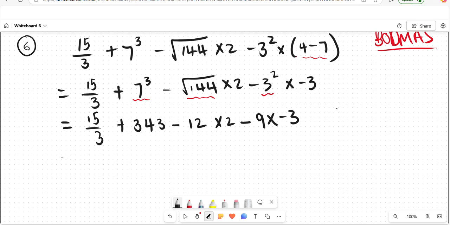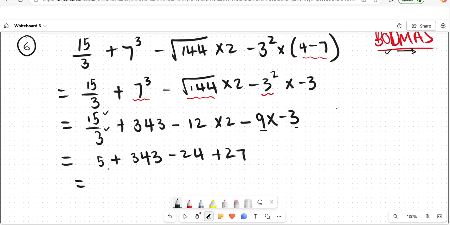Right? And at this point, you've done your orders. Now you need to do your multiplication and division from left to right. So I divide the 15 by the 3, I get a 5. Right? I times the 2 with the negative 12, I get a negative 24. And lastly, I times the negative 9 with the negative 3 and I get a positive 27.